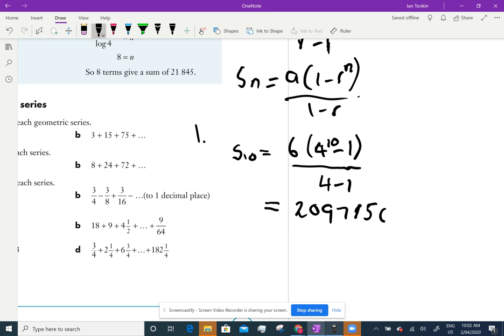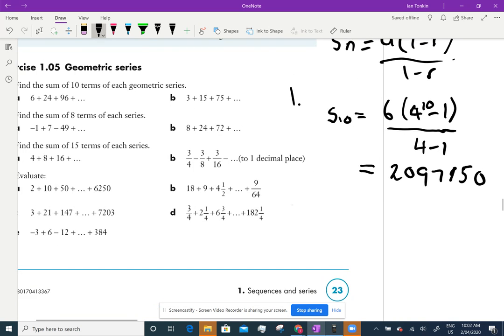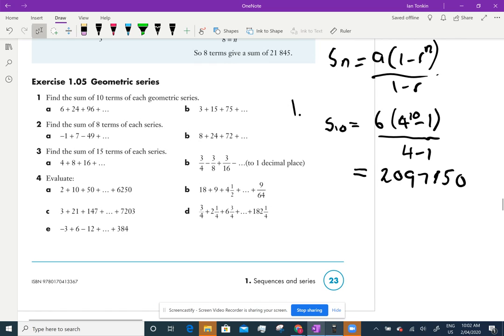2097150. And you notice that these are going to get very big because they're geometric series, so they get very big very quickly. I'm not going to bother with part b there, but with question 2, it's a negative, so let's do 2a. So that was 1a. And what do we have? We're finding S 8.